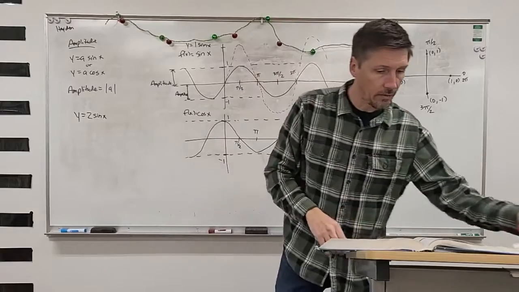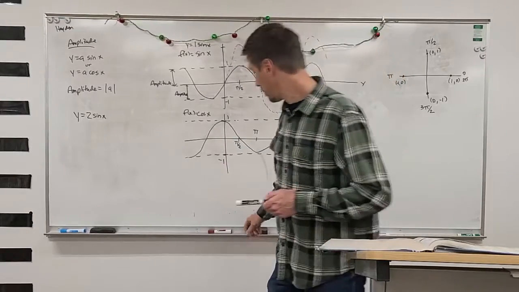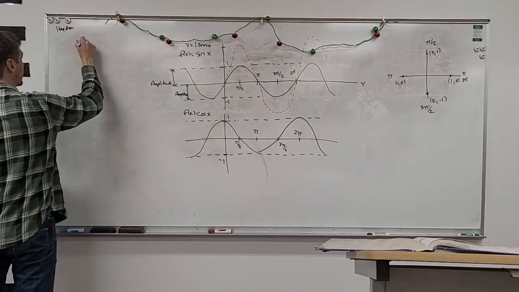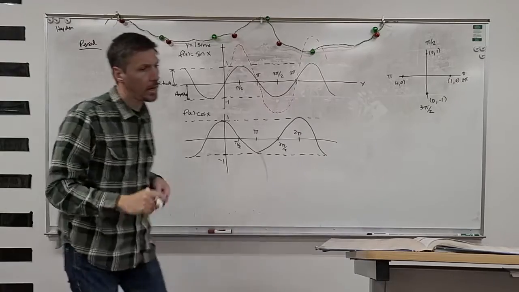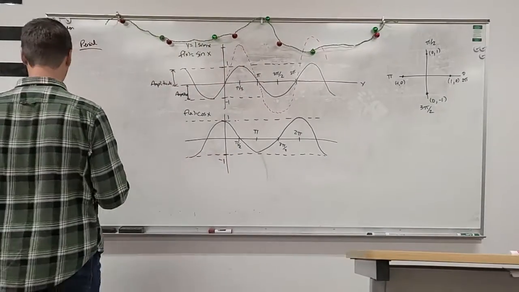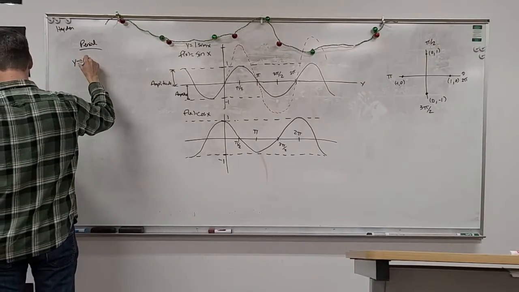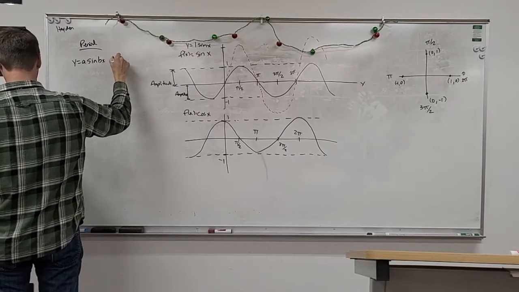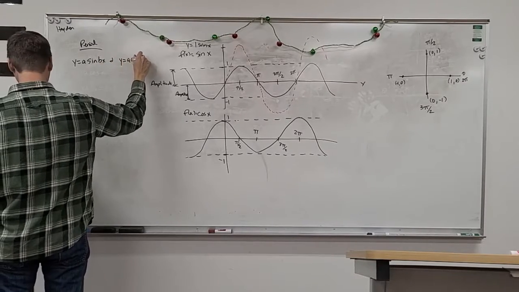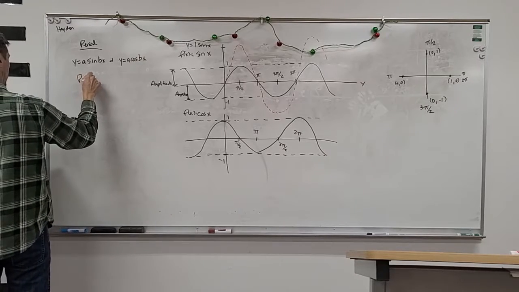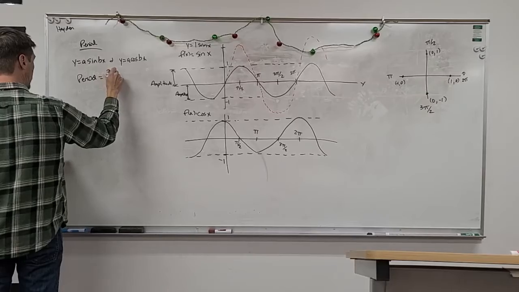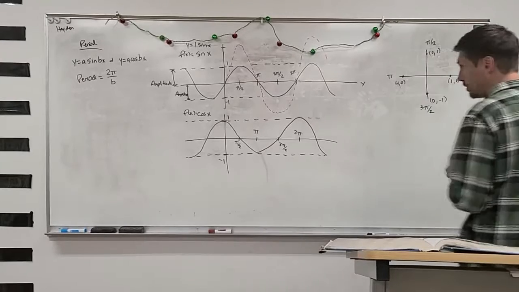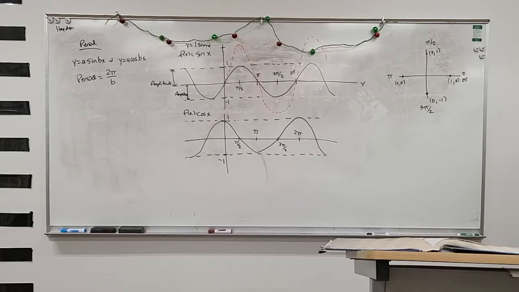And so when we have the period of a function, we can calculate the period by, we have y equals a sine of bx, and y equals a cosine of bx. The period is equal to 2 pi over b. So a has to do with the amplitude, that b value has to do with the period.